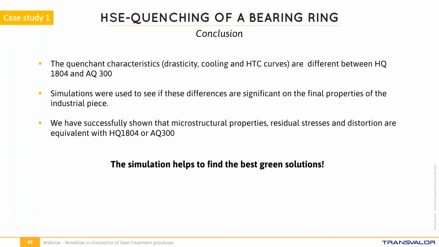By comparing only the quenchant characteristic, it is difficult to predict the effect of the quenchant on the industrial product. It is only with the simulation that we made sure that the initial quenching solution could be replaced by the polymer solution. If you want to use a cleaner quenchant solution and guarantee the mechanical properties of your final part, the numerical simulation can be used to help you to know which quenchant to use.